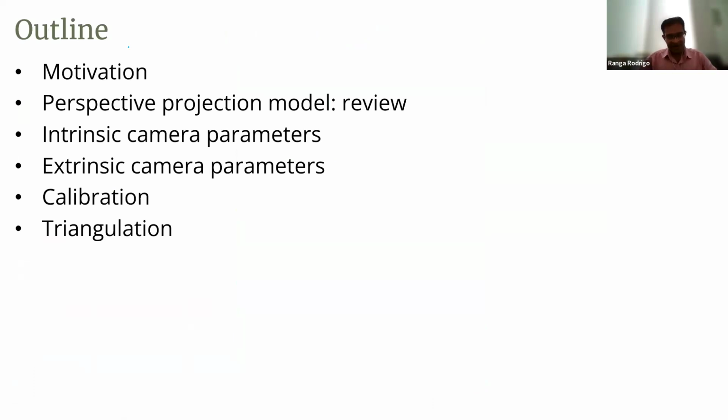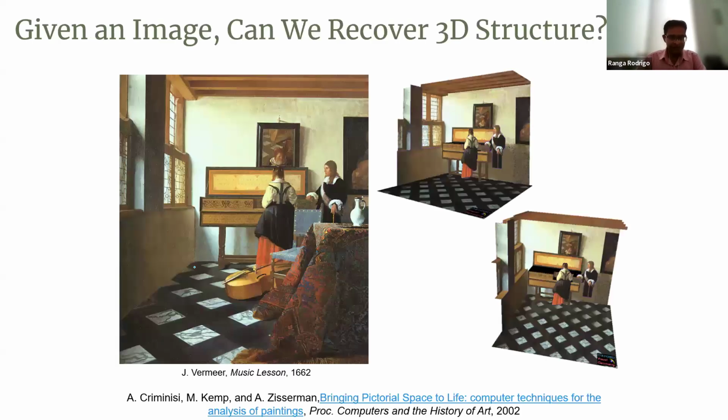So first, let's understand why we need to go through these lessons. Secondly, we'll understand what the perspective projection model is. And then we look at the intrinsic camera parameters, extrinsic camera parameters, and then we'll be able to come up with this concept of the camera matrix. And then finally look at the camera calibration and a brief introduction to triangulation. These topics we will take up later on when we understand the two-view geometry and the structure from motion.